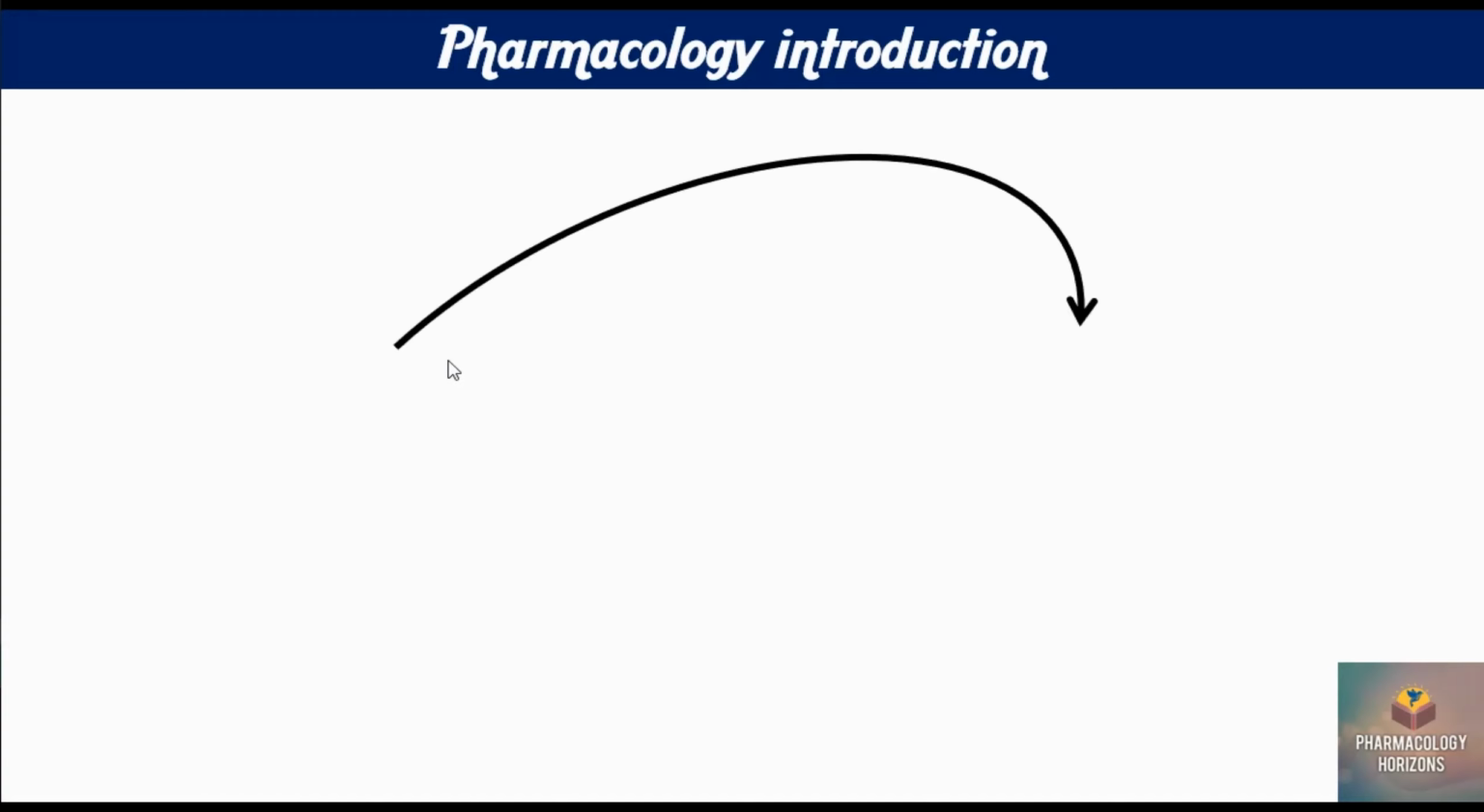Pharmacology as a word consists of two parts: pharmaco, which means drug, and ology, which means science or study. So obviously, pharmacology is a science dealing with all aspects of drugs.